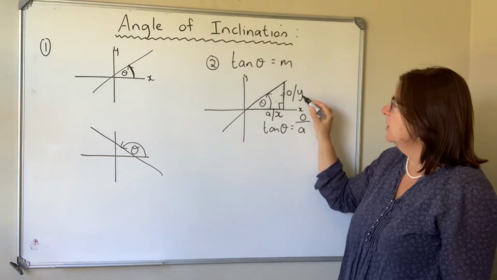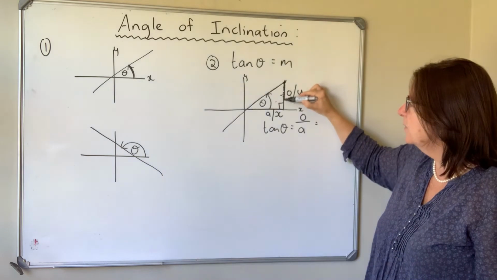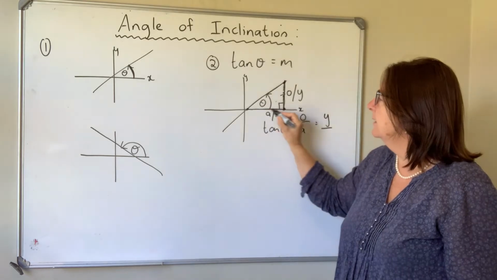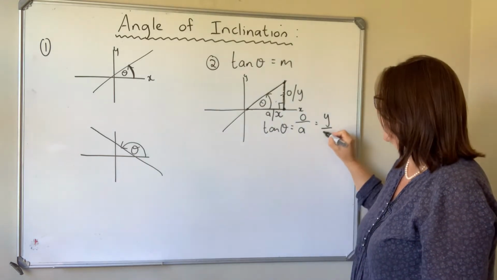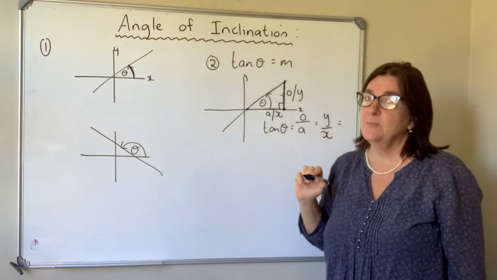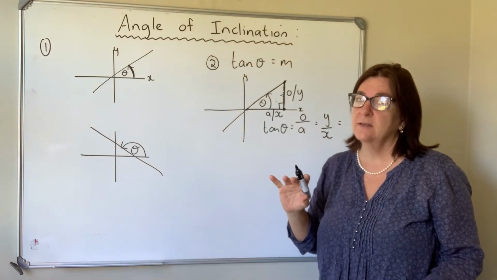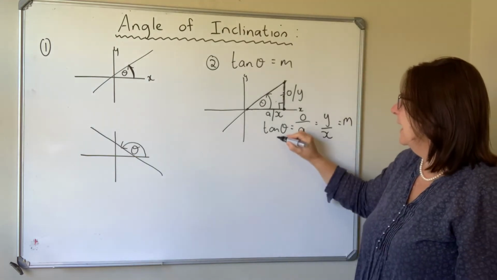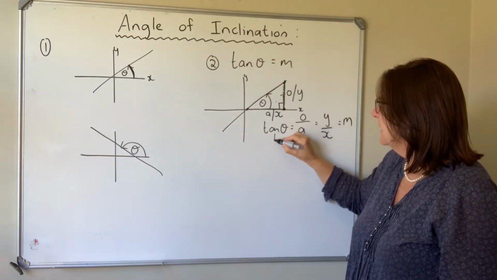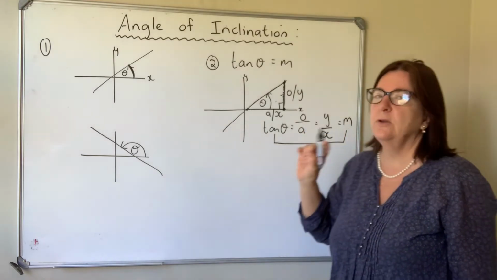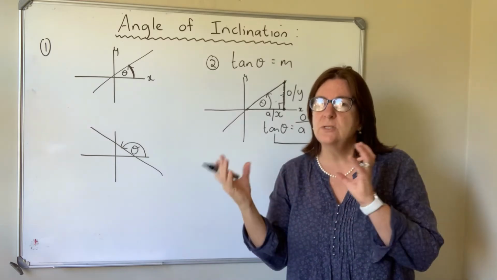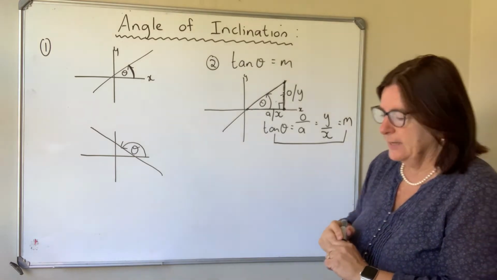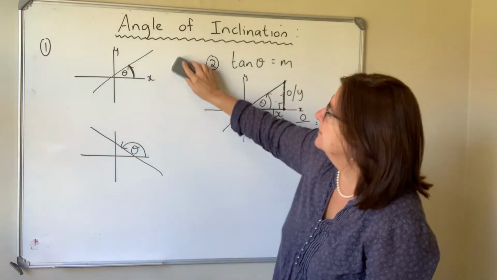So now, instead of using the opposite, what about seeing this length here as the y, or the change in y, and this length here as the x, or the change in x? And does that ring any bells? Change in y over change in x is just the formula for gradient of a straight line. And that's why tan of the angle of inclination is equal to the gradient. It's a very, very useful combination. It's using trig to work with straight lines to find angles. Very, very powerful.